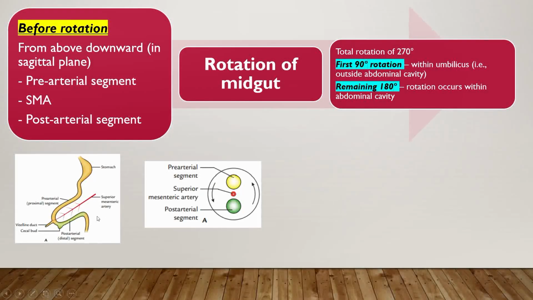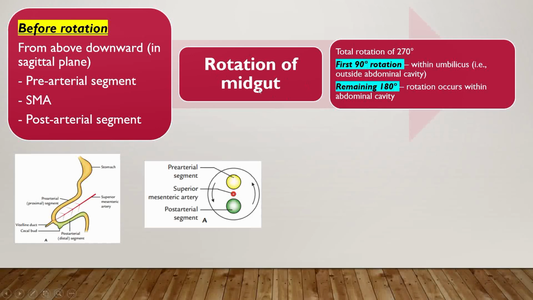Now before rotation, if you see here, before rotation from above downwards in sagittal plane, pre-arterial segment of midgut is uppermost, then there is superior mesenteric artery, and then there is post-arterial segment. So we can see here the yellow color in this schematic diagram. The yellow color is the lumen of pre-arterial segment, this red color is lumen of the superior mesenteric artery, and green color is the lumen of post-arterial segment of midgut loop.